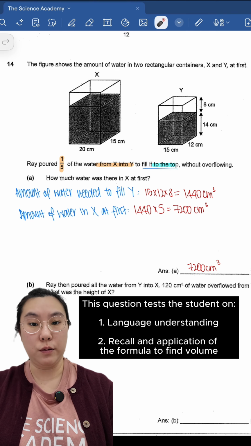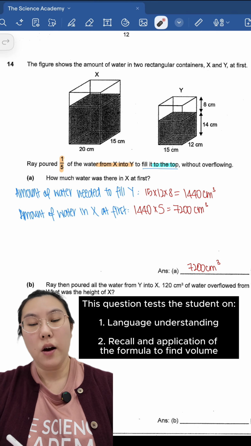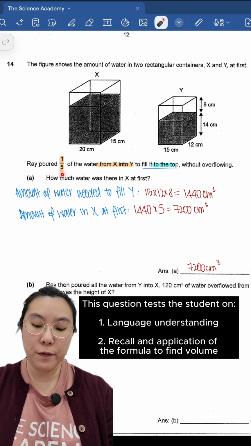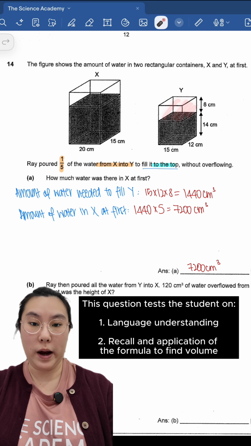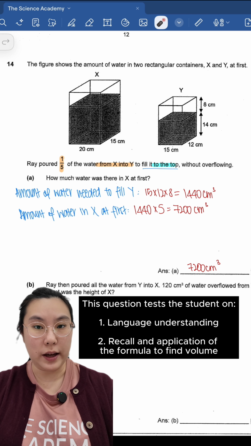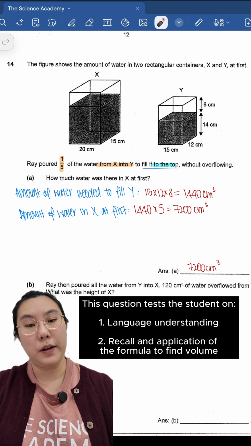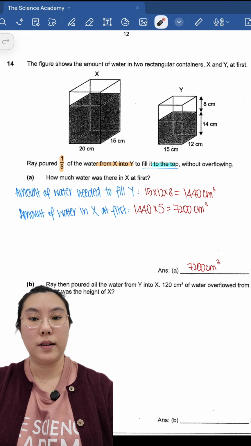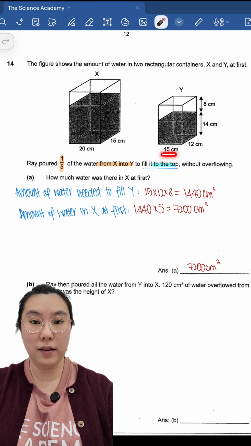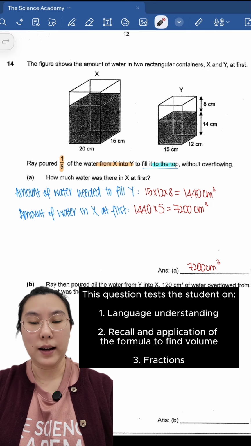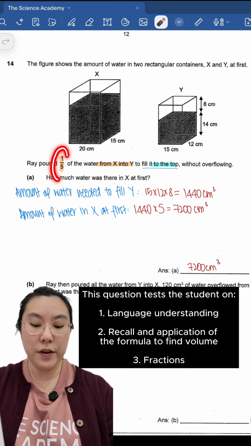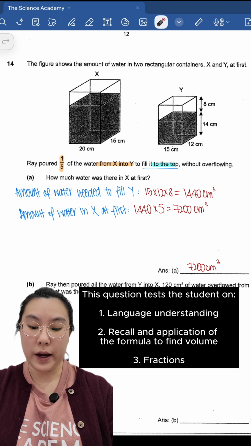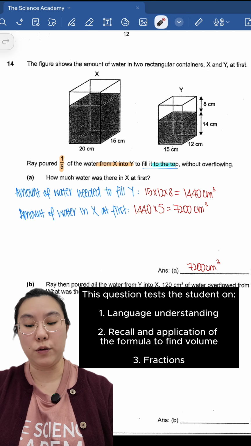So this question tests a few things. First of all, a language understanding on whether students understand that 1/5 of the water from X was used to fill this empty space in Y. And the second thing that this question tests would be a recall and application of the formula to find volume. In this case, students need to identify the length, the breadth, and the height of the relevant segment only. Lastly, students need to understand how to do their fractions. So understand that 1/5 is just one part of 5, and to find how much water there was at first, they would then need to find a whole.